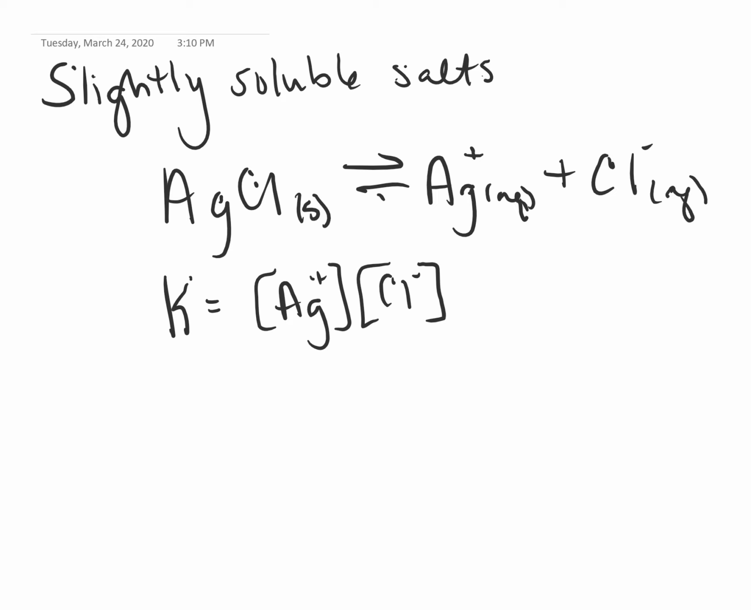Now we had Ka for acids, we had Kb for bases, and now we have a new one, and it's called the solubility product constant. So it's Ksp, and that's what we use for slightly soluble salts. So what we're going to do now is take a look at a couple problems that we could do using Ksps.